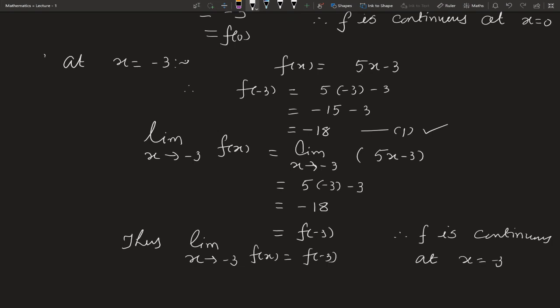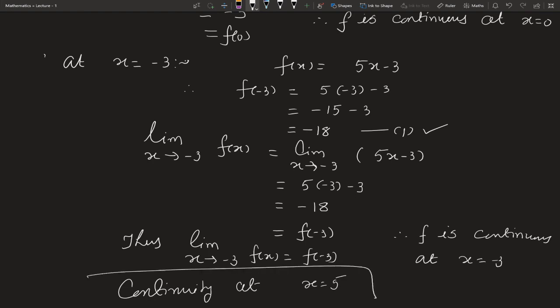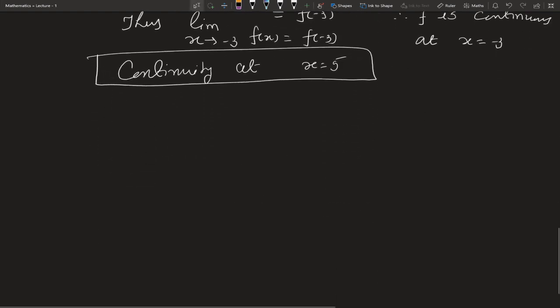Similarly, you can check the continuity at x equal to 5. So let us take the next example. Check continuity at x equal to 5 by the same method. Next one.